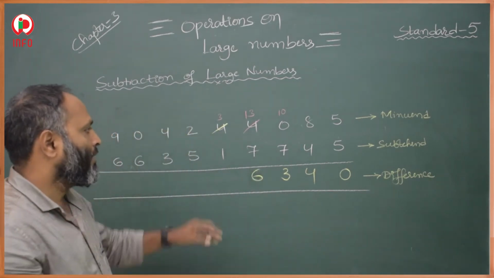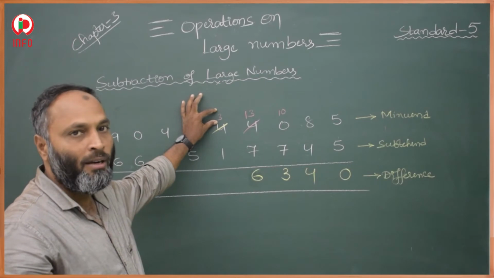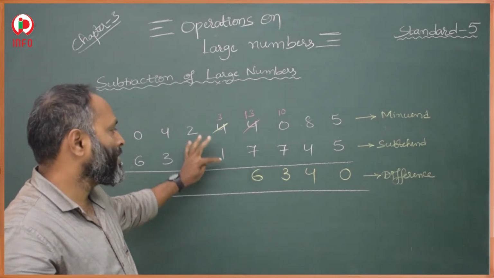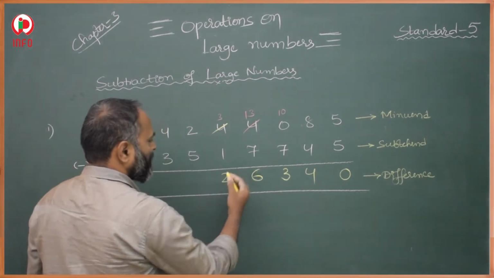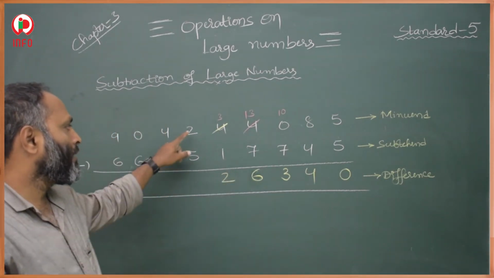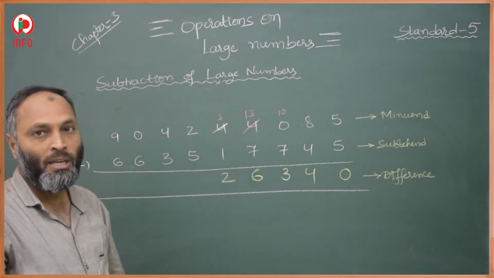After that, here the minuend is 3 and the subtrahend is 1. The minuend is bigger, so no need to take a borrow. Then 3 minus 1 is 2. After that, here 2 is the minuend and 5 is the subtrahend.